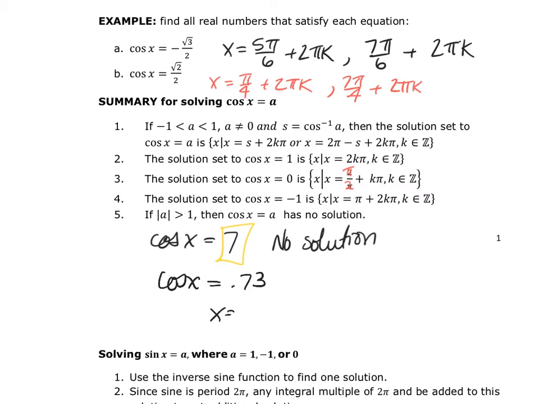So x is equal to 43.1 degrees. What do I need to add to this, though? Plus 360k. Now, here's the thing, though. The other place the cosine could have been a positive 0.73 is in which quadrant? 4. So how do I find that in quadrant 4? How do I get the 43.1 in quadrant 4?